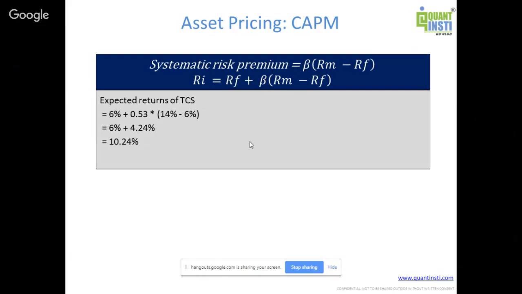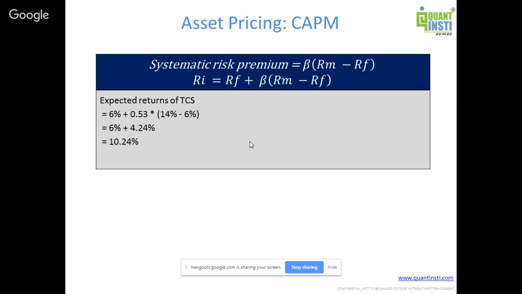So in our example, if the risk-free rate is 6% and the beta which we have seen is 0.53, and the expected return from Nifty, this is based on the historical averages which we can expect from Nifty or investment in any broader index such as Nifty 50. These are just assumptions, just to explain the concepts. So if I assume that to be 14%, and I remove the risk-free rate, which is 6%, it comes out to be 4.24. If I add this to the 6%, I get expected return from TCS is 10.24%.